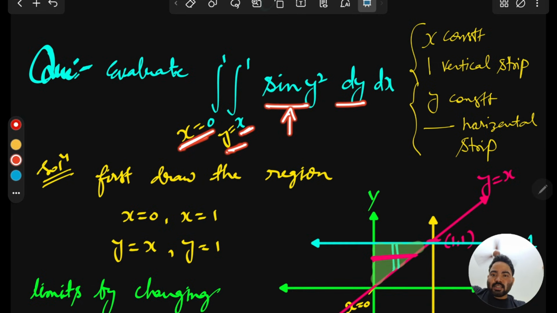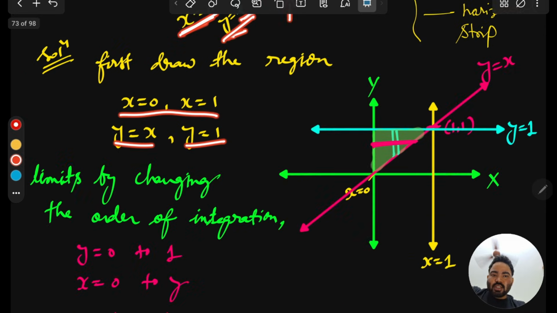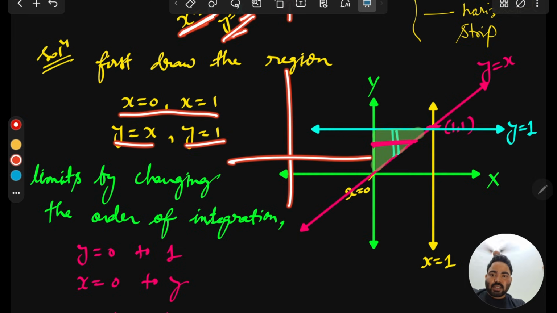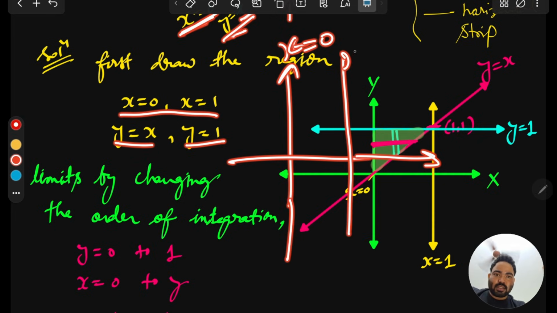So our region is x moving from 0 to 1, y moving from y equal to x square to y equal to 1. So just draw the line x equal to 0. We already know, if this is the quadrant, x equal to 0 means the y axis, so this is x equal to 0. x equal to 1 means at distance 1 parallel to the y axis, this is x equal to 1.